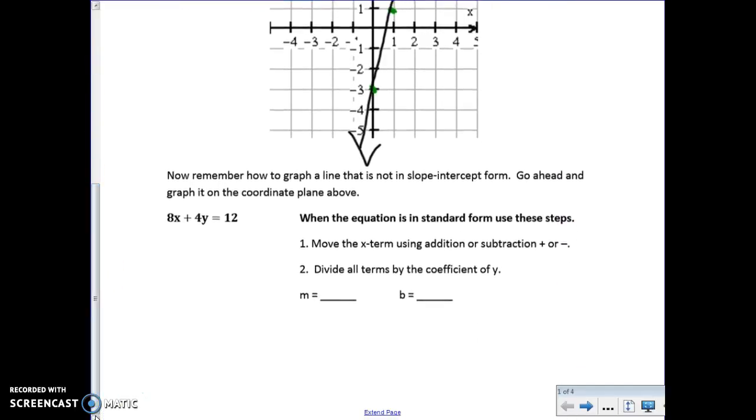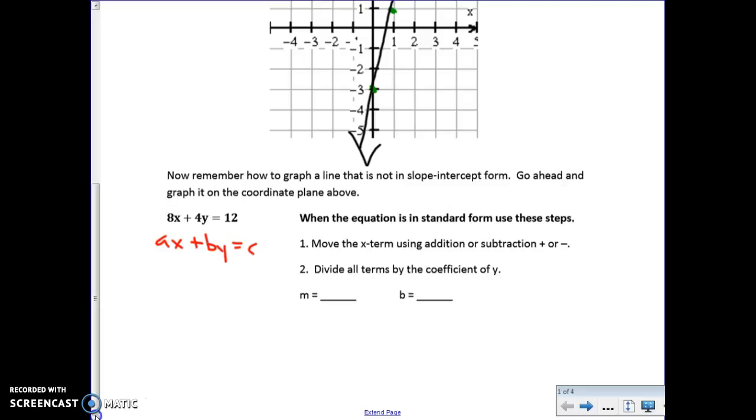Now, remember how to graph a line that is not in slope-intercept form. We're going to go ahead and graph it on the coordinate plane above, so we can graph it in the same area. That's okay. Here we have 8x plus 4y equals 12. So one thing you can do when the equation is in standard form, which is also called ax plus by equals c. First, we're going to move the x term using subtraction or addition, depending on whether the x term is positive or negative.